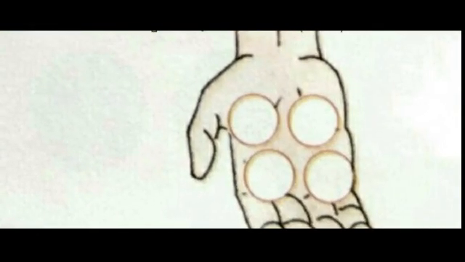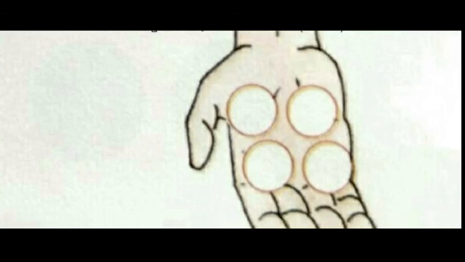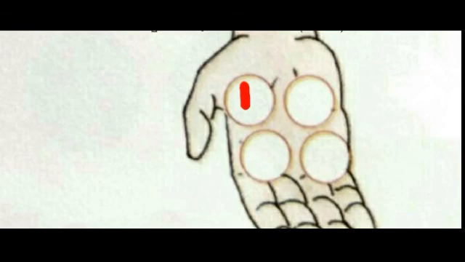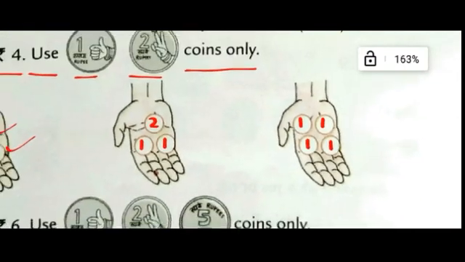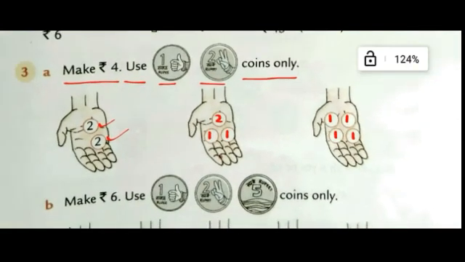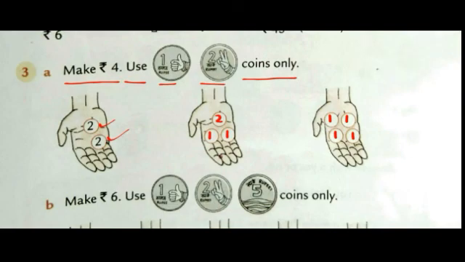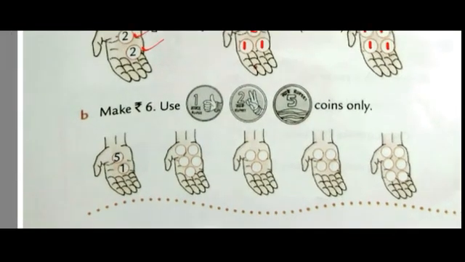Okay, here we have to make it 4, so we can only use 1 rupee coin. So if we use 4 1 rupee coins, then only it will become 4. 1, 1, 1, 1. It will become 4. See, this is the way we have to complete it. We used 4 1 rupee coins to make rupees 4. Simple. Now let's see the next question.